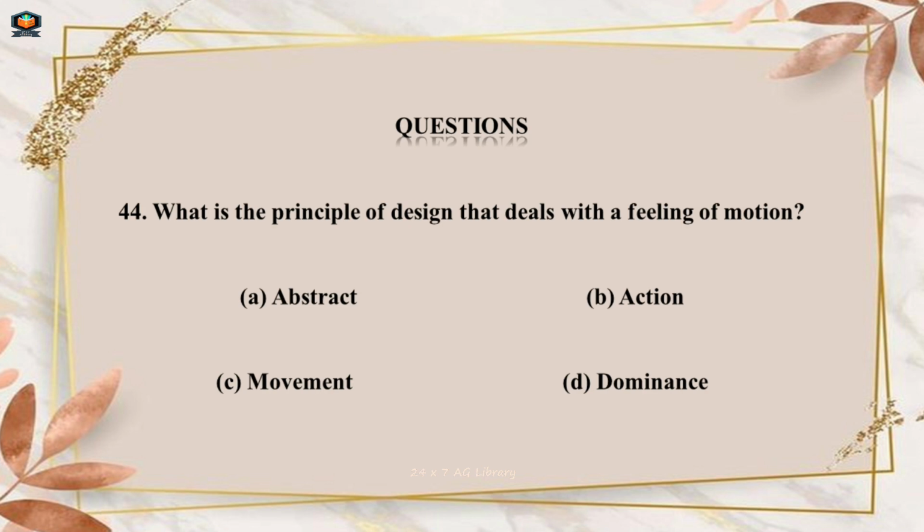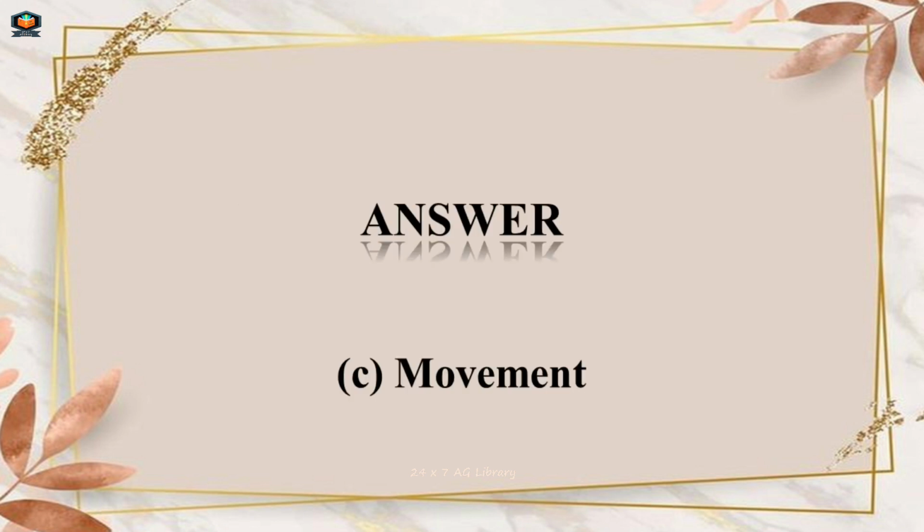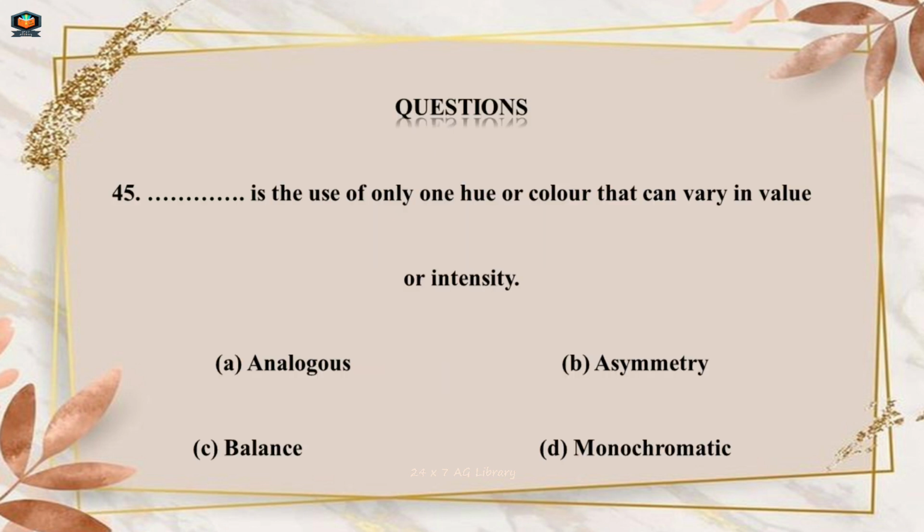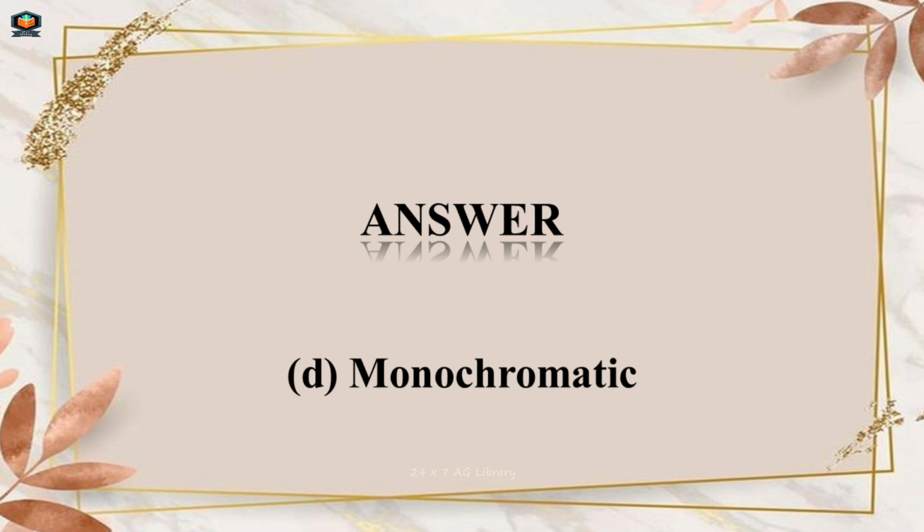Question 44. What is the principle of design that deals with the feeling of motion? A. Abstract. B. Action. C. Movement. D. Dominance. Answer: C. Movement. Question 45. Is the use of only one hue or color that can vary in value or intensity? A. Analogous. B. Asymmetry. C. Balance. D. Monochromatic. Answer: D. Monochromatic.